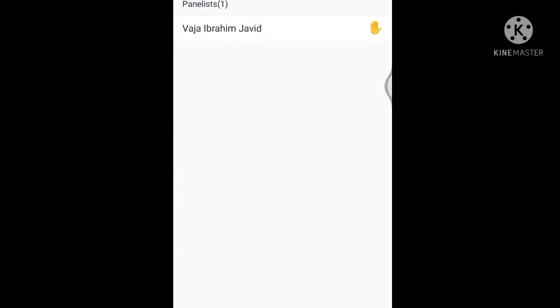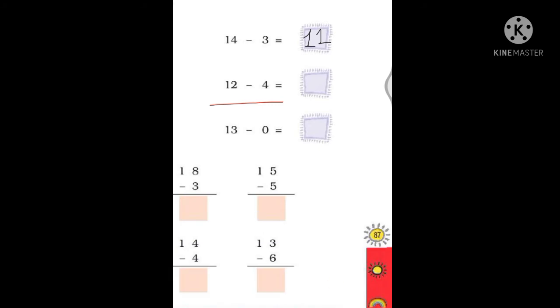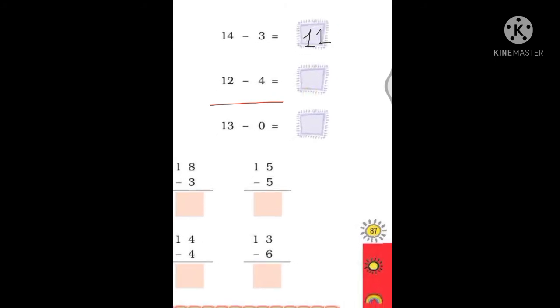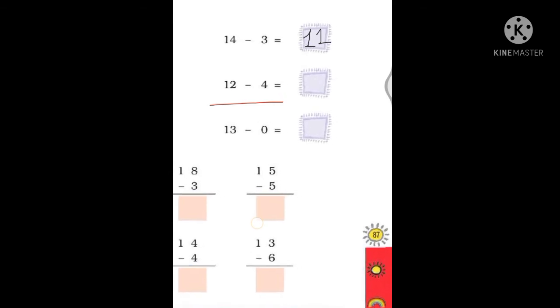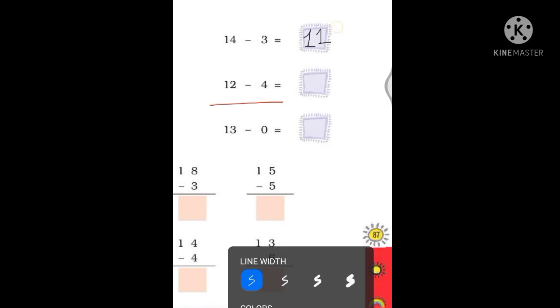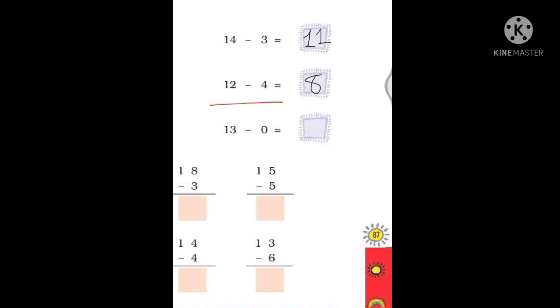Now next one, 12 minus 4. Yes, Waza Ibrahim, tell me beta, 12 minus 4, what we get answer? Muhammad? 8. Yes, you are absolutely right. We get answer 8. Okay, so we get answer 12 minus 4, 8. Everyone write down answer 8. Next is your 13 minus 0.